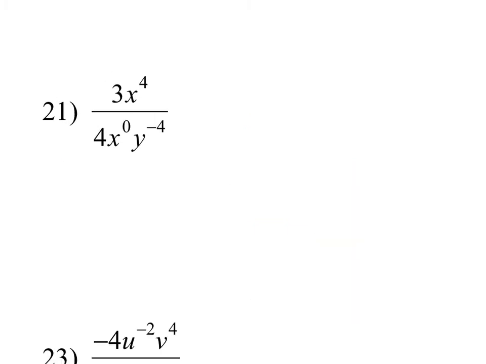So let's start with number 21 here. Just because we're dividing doesn't mean our order changes any. We're still going to look at our coefficients first. But because we're dividing, we have one more thing to look at. Not just can we divide them, because multiplying we can always multiply, but dividing, it doesn't always divide evenly. So we look, does 3 divide by 4 evenly? And the answer is no.